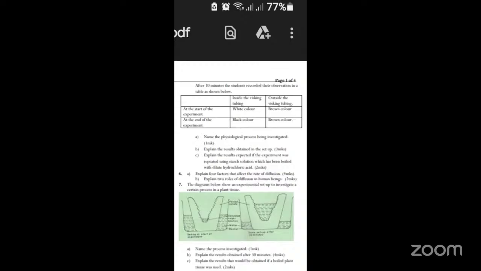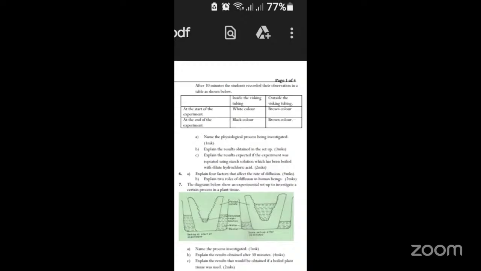I can try, teacher. Yes, go ahead. The color of the whisking tubing changes to blue-black, while the solution in the beaker remained brown. Very good. That is correct. That is what was observed: the color of the whisking tubing changed to blue-black, while the iodine color in the beaker remained brown.